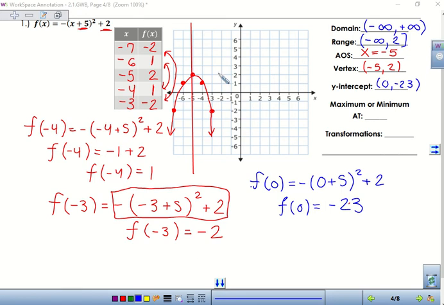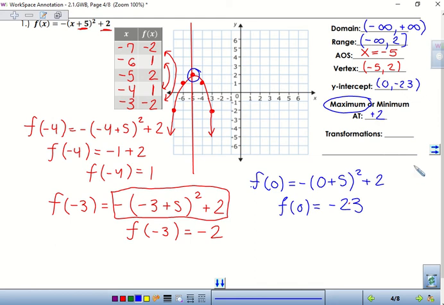Now, is the vertex on this graph a maximum or a minimum? A maximum. And it's at what y value? Good, at negative 2. And now we're going to just talk about transformations. Oh, sorry, it's positive 2. Thank you. Sorry about that.